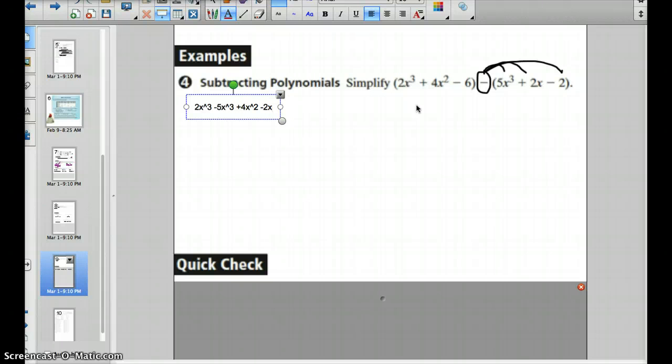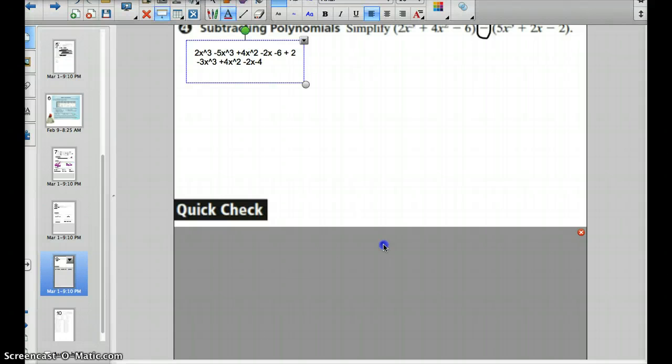And then we can subtract 6. And the most difficult part, and this is where I would look for a mistake right away, is notice how we have this minus a negative 2. That's going to end up becoming plus 2. So then we can combine like terms. We're left with negative 3x to the third power, combining the 2x to the third minus 5x to the third. And then we need to add 4x to the second minus 2x, and then negative 6 plus 2 leaves us with minus 4. Check that. All right, go ahead and try the quick check and watch your signs.